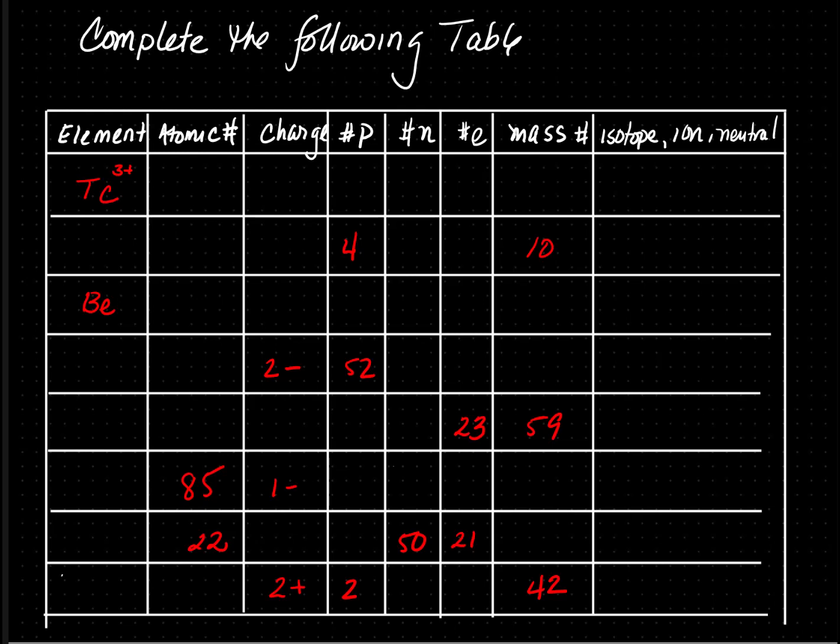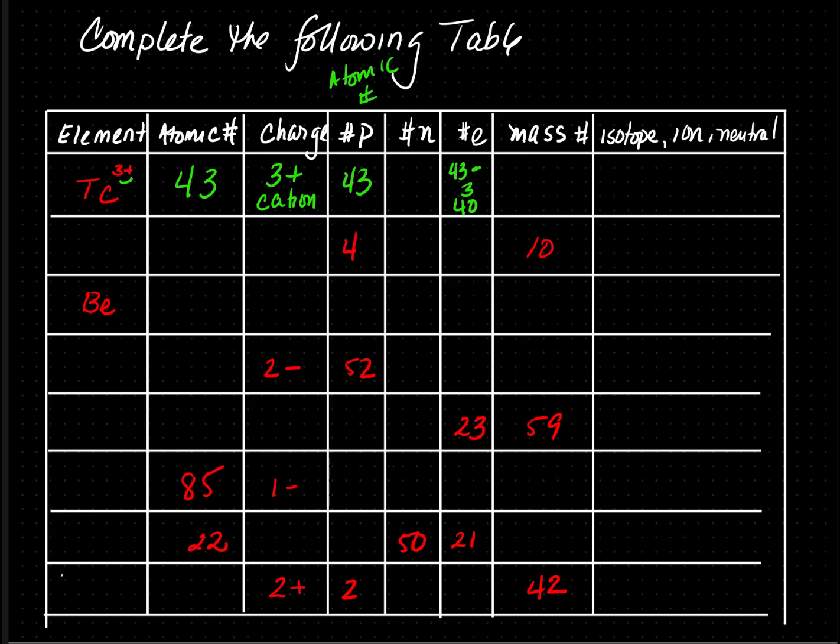Tc is technetium on the periodic table. It has an atomic number of 43. Atomic number always gives us the number of protons. If it was a neutral atom, it would also give us the number of electrons, but here a charge of 3 plus was provided. This is a cation. A cation loses electrons. So the number of electrons will be the number of protons, or the atomic number, minus 3, because it lost 3 electrons, so this is 40 electrons.